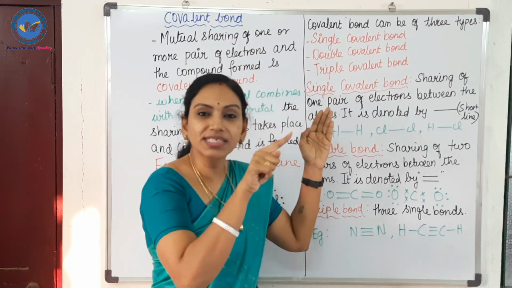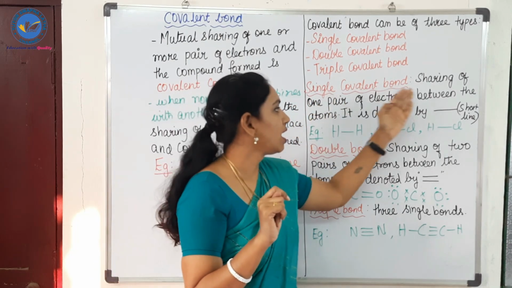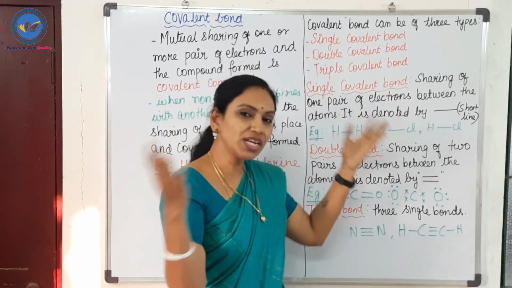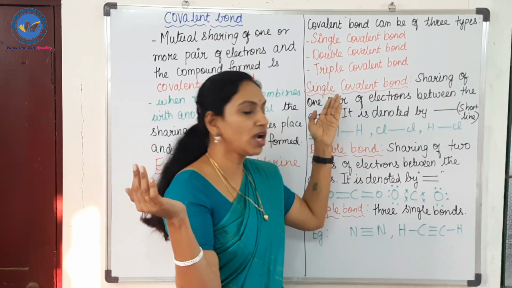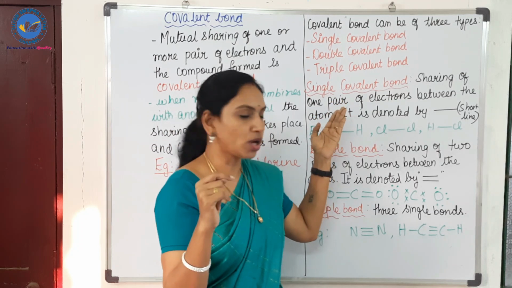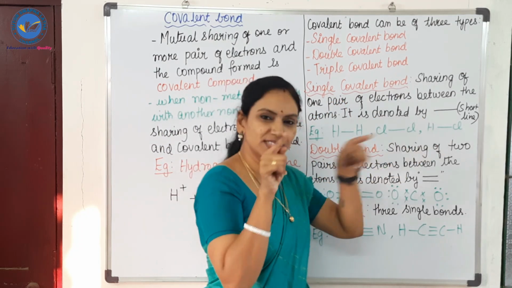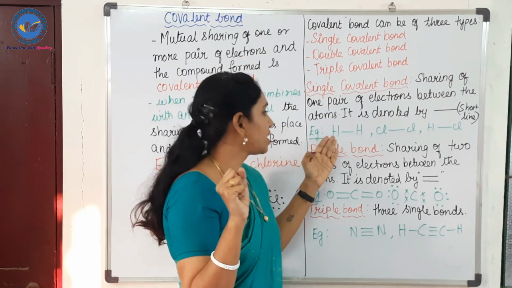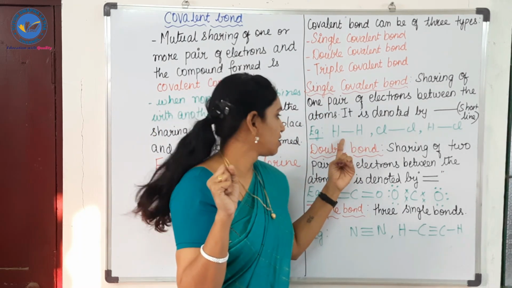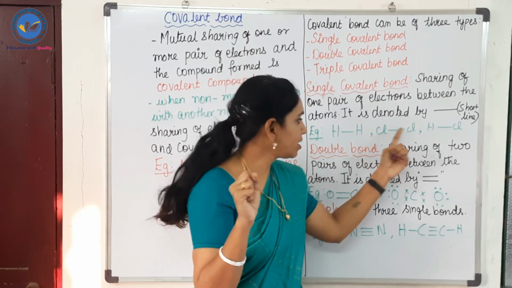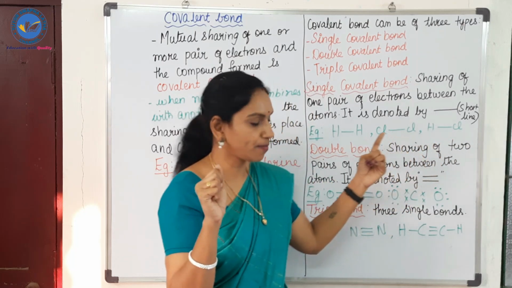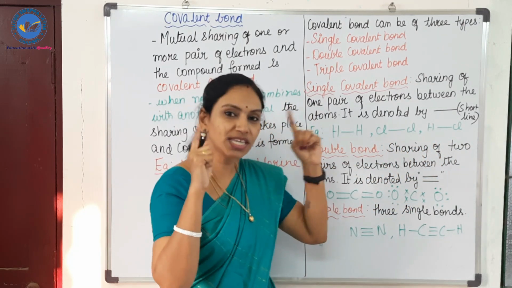Okay, what is a single covalent bond? Sharing of only 1 pair of electrons between 2 atoms forms a single covalent bond. It is denoted by just a very short line between 2 atoms. Example: hydrogen to hydrogen, single bond. Chlorine to chlorine, single bond. Hydrogen and chlorine, single bond. Okay, this is about single bond.